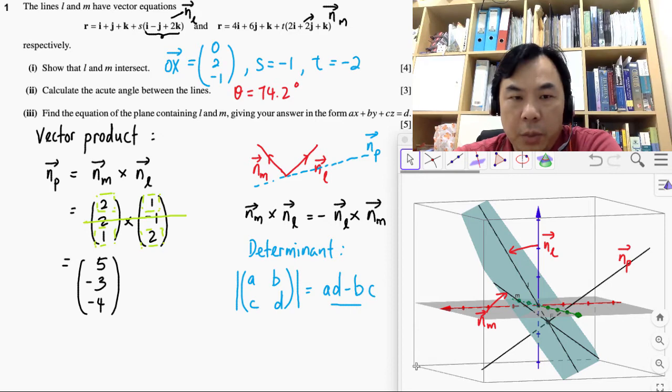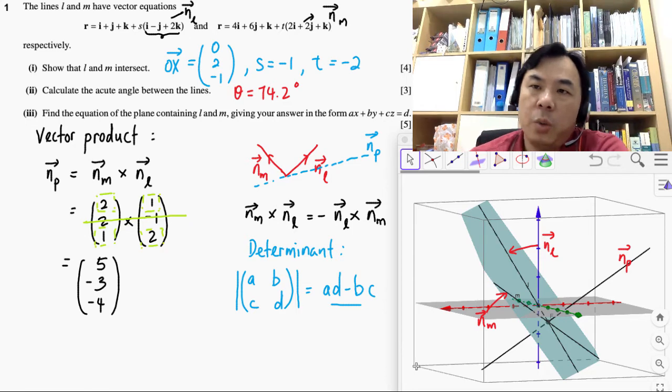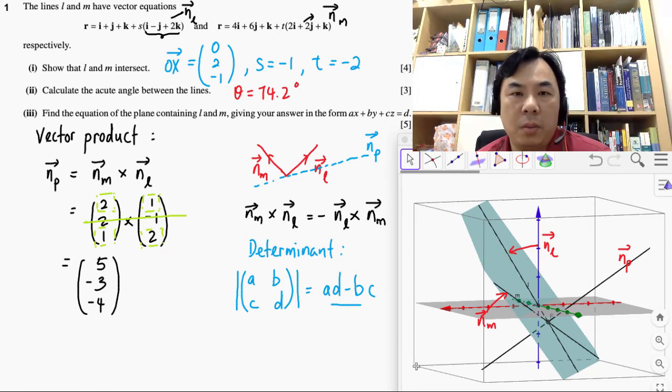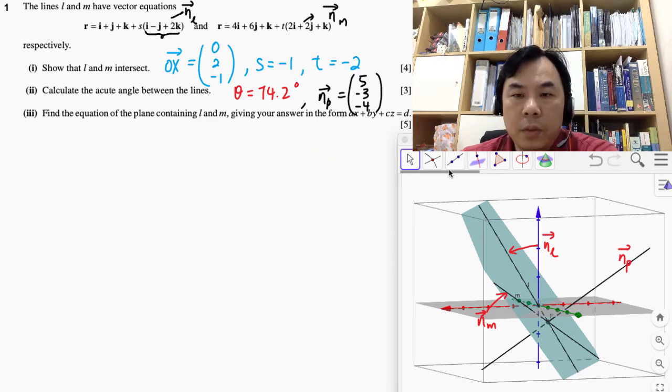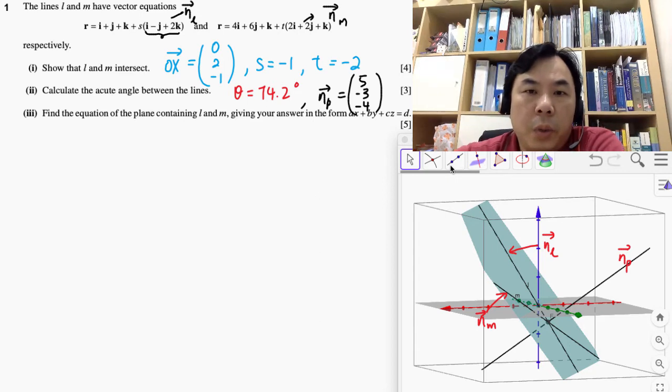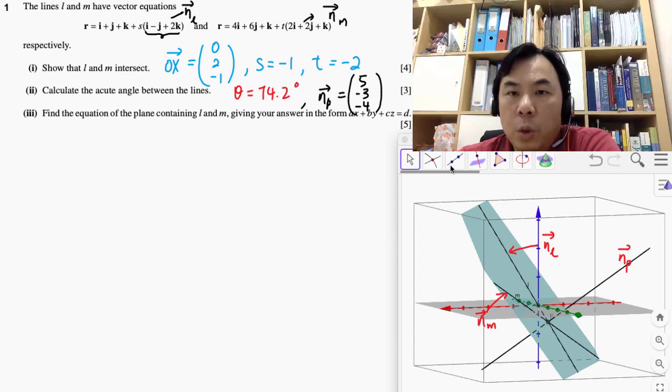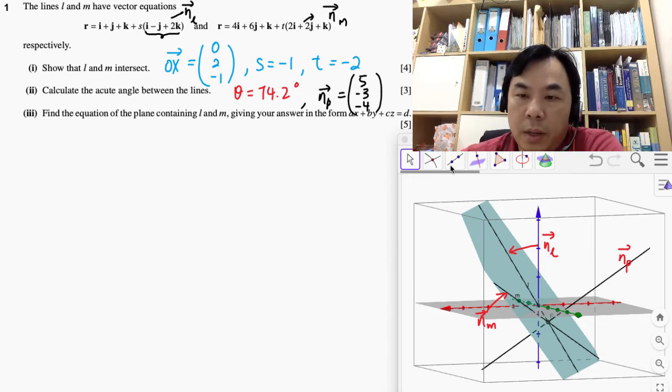Next, we're going to make use of this normal vector to finalize the equation of the plane. I'm going to clean up some of this and then work out the equation shortly. Now the last section is the equation for the plane. We have found the normal to the plane, and we also know there is a point on the plane itself. So we're going to make use of the point on the plane and the normal to the plane to work out the equation here.